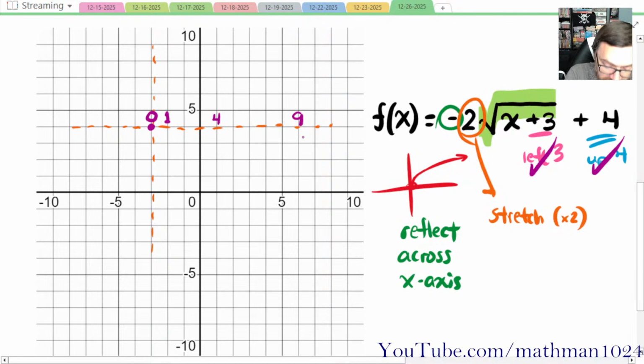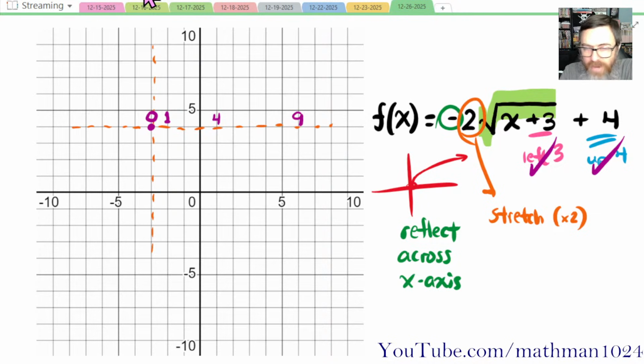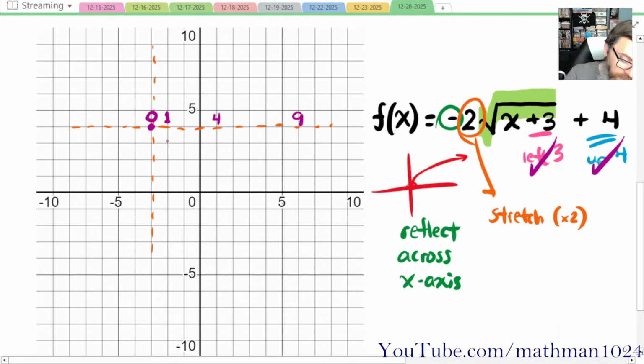Now, if I did not have the 2 in front of this, and just had the negative, then you would have key points following the pattern for the square root function. So the square root of 1 would be 1 but going down, the square root of 4 would be down 2, and the square root of 9 would be down 3. So without the 2 stretching it, you'd have a graph that looks kind of like that.